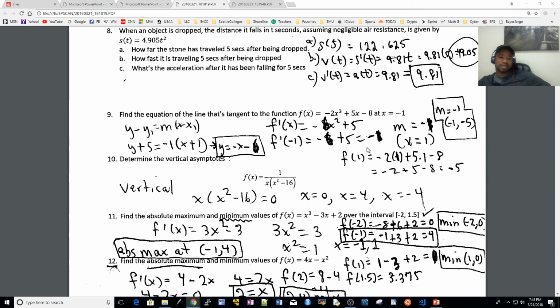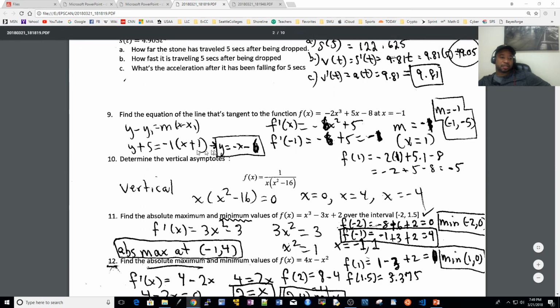I think we might have already done this problem again because the sign was off. And then you plug it into your function here. So that point, -1 and -5, I don't think it was accurate. If we plug that in, we're getting 2 minus 5 is -3, and then -8. So it should be -11 there.